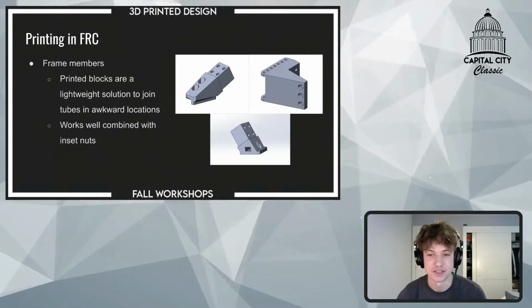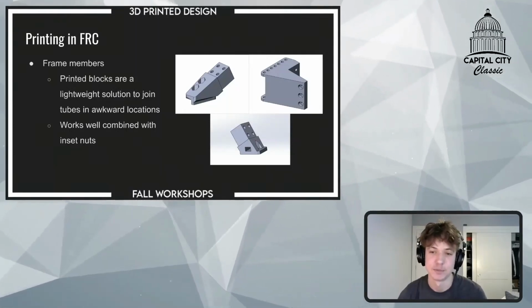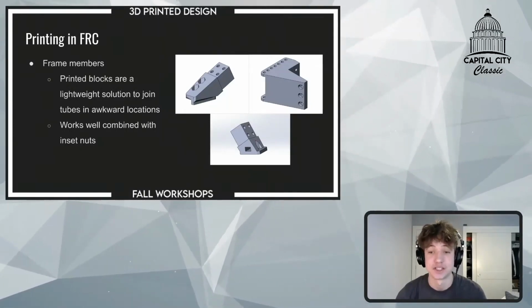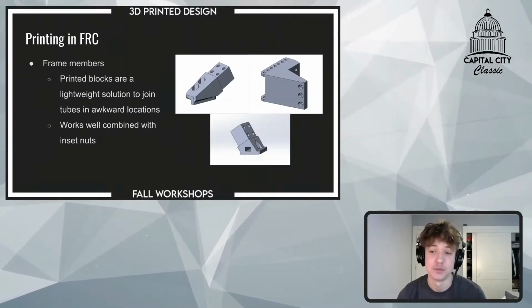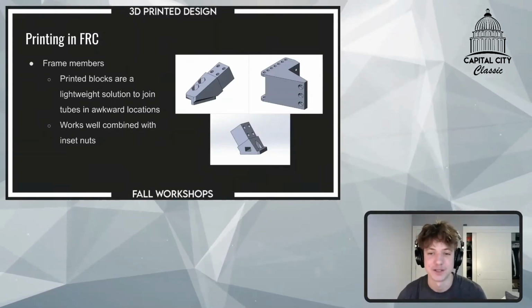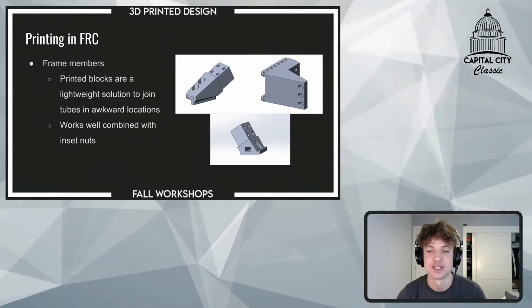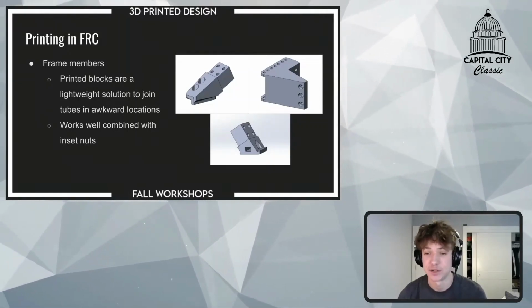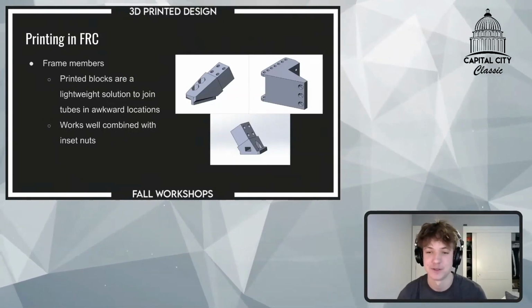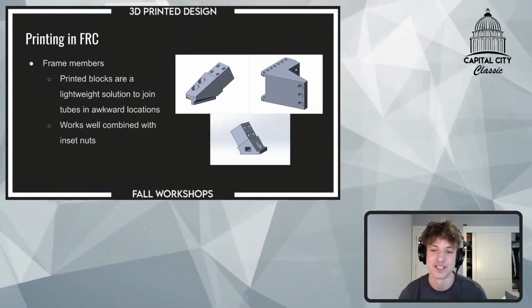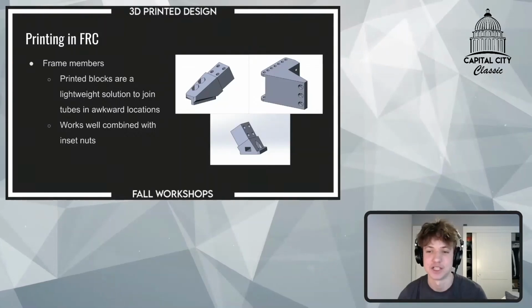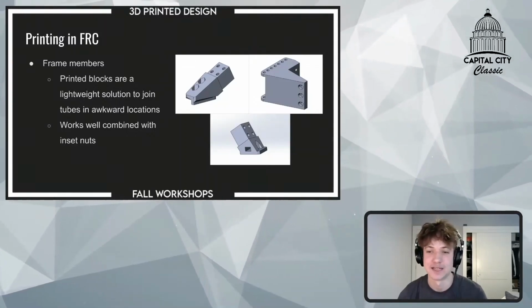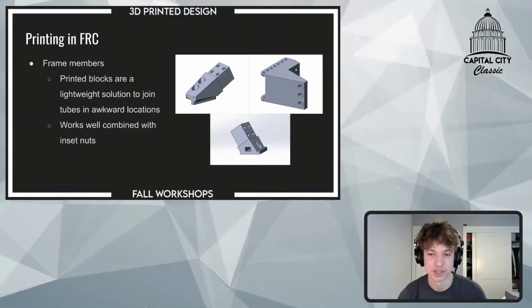So again, this last slide is more specific to high-end printers. It is a common problem in FRC to have tubes joined at an awkward angle. So solutions to this include bent gussets and aluminum blocks, which are both hard to get right at points, especially when you have them coming off diagonally like we did in 2018. So this is an application that 3D printers can be really good at.